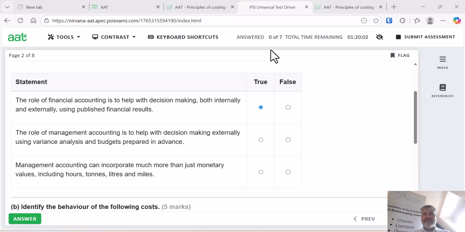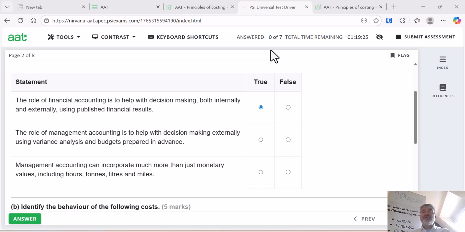Okay, well, let's have a look at the second statement then, which says that the role of management accounting is to help with decision making externally. So external stakeholders that I was talking about, for example, shareholders of a business, potential investors into the business, banks and other financial institutions that might be interested in lending money to the business, customers, suppliers, for example. So their decision making in terms of whether to have contractual relationships with the business.